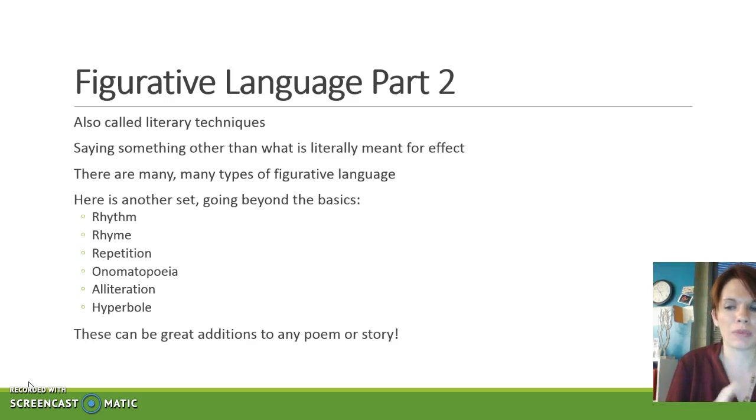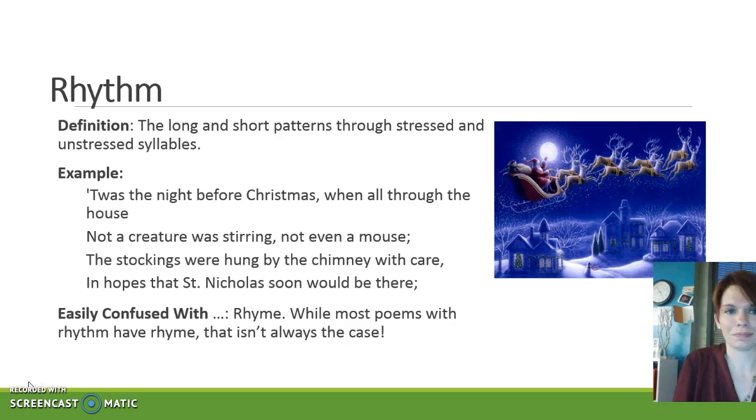So we've got rhythm, rhyme, and repetition. Those are the 3 R's that create sounds in your poetry or your writing. Onomatopoeia is fun. It crosses the line between sound and meaning technique. It's a little bit of both. Alliteration, another sound one. And then hyperbole is a meaning one, but it's just really fun and really easy to do, so we just thought we'd throw that in there too. These can all be really great fun additions to any poem or story. So let's go ahead and start with rhythm.